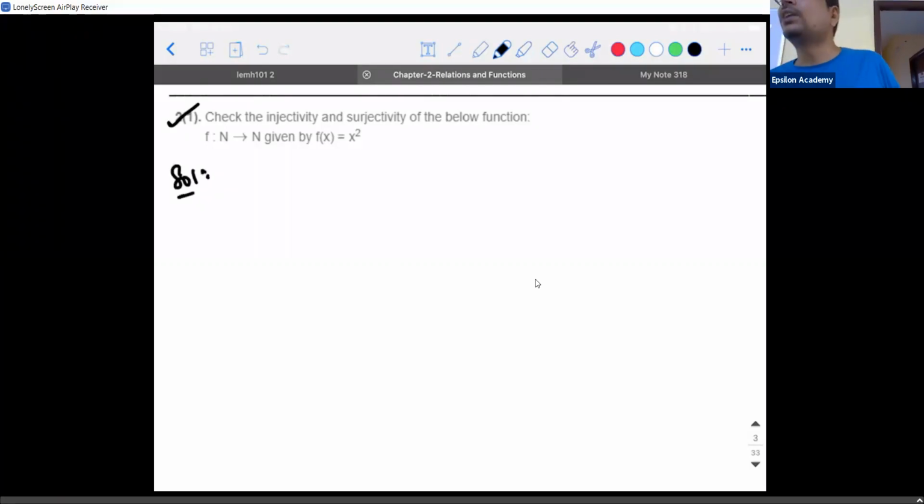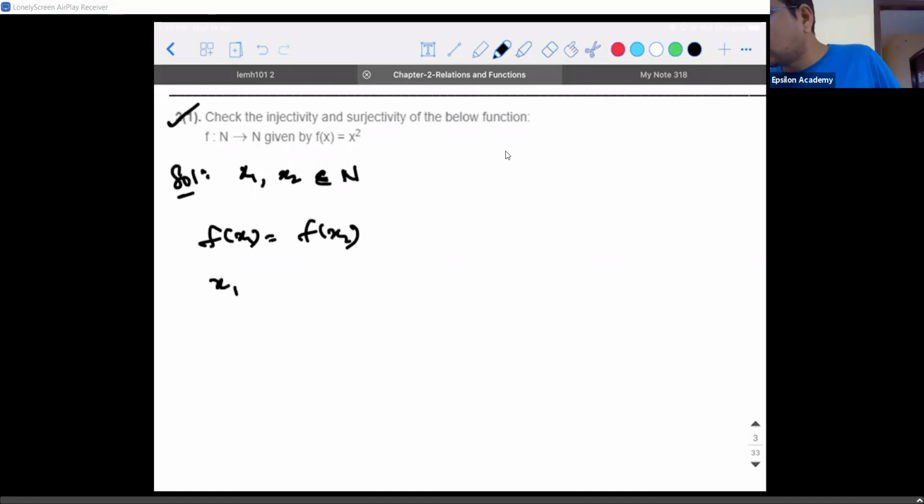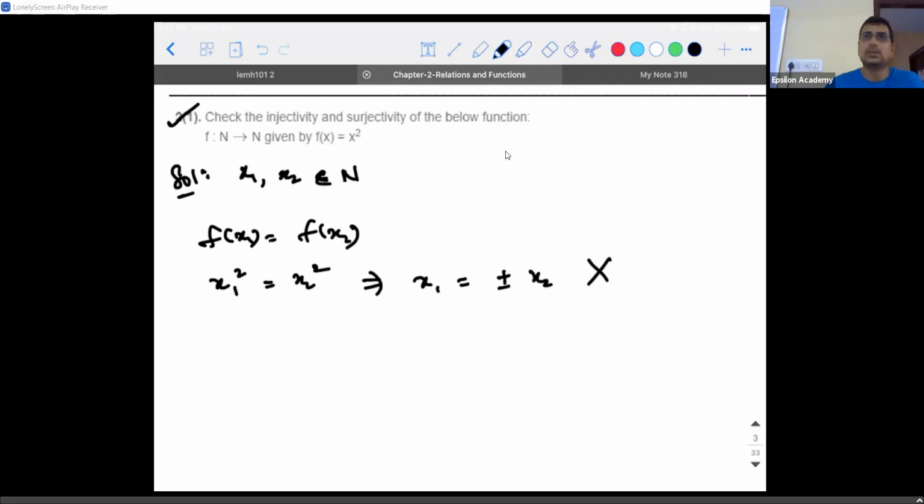Solution. For it to be 1-to-1, same logic. Consider x1, x2 which belong to set N. Let f of x1 be equal to f of x2. So x1 square is equal to x2 square. Correct? You told x1 is equal to x2.